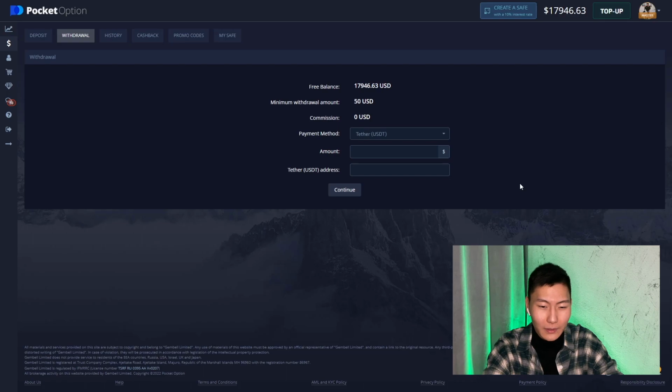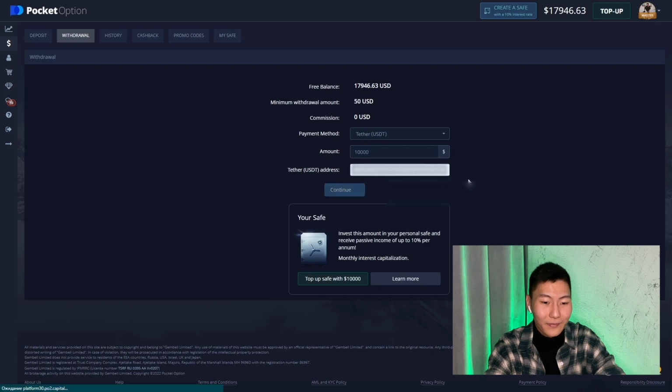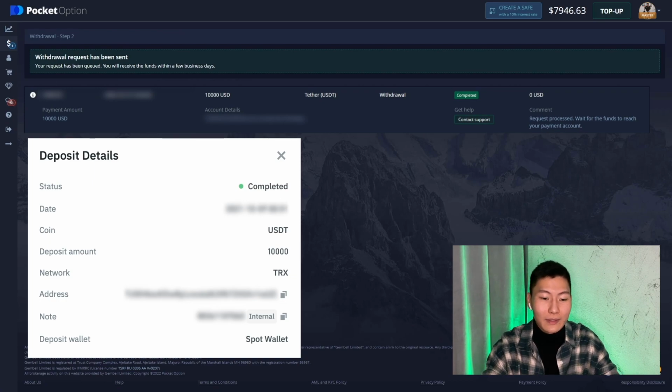So let it be $10,000. Press the continue button. That's it, guys. Yes, the transaction is being processed, and I will attach the screen where it's finished.